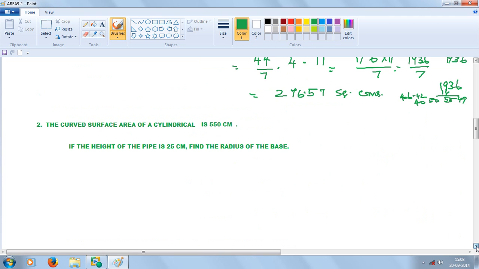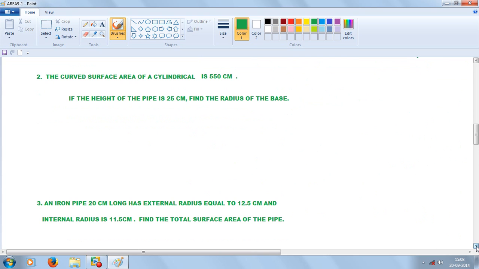Next problem. Now the second problem, curved surface area is given. Height of the pipe is 25 centimeters. You have to find the radius. So curved surface area of a cylinder, 2 pi r h is equal to 550 square centimeters.